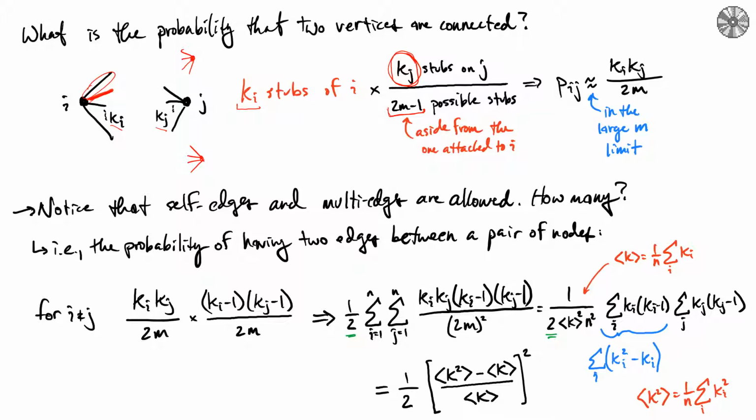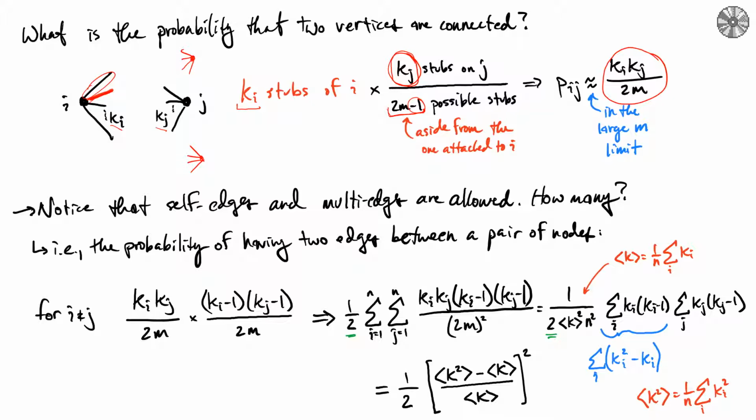If we multiply this out and take an approximation, we essentially drop the minus 1 and just say that it's 2m, as long as m is relatively large, so the number of edges is large compared to 1. Then we can estimate the probability as just the product k_i times k_j over 2m. This is something we'll compute several times in the course of the class, but this is the first time we're seeing it.